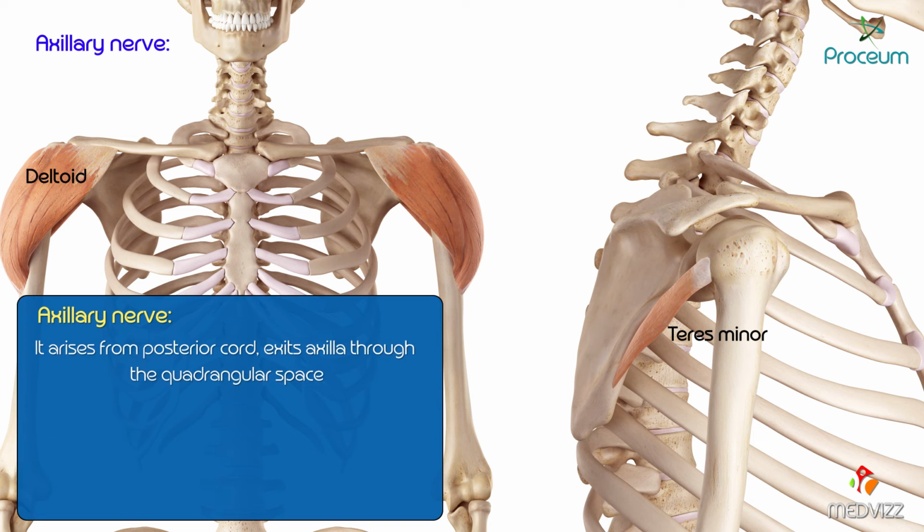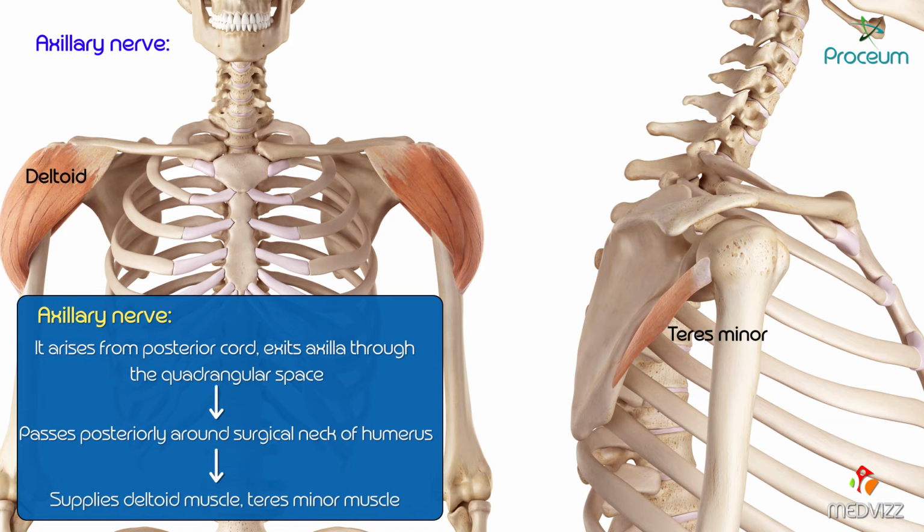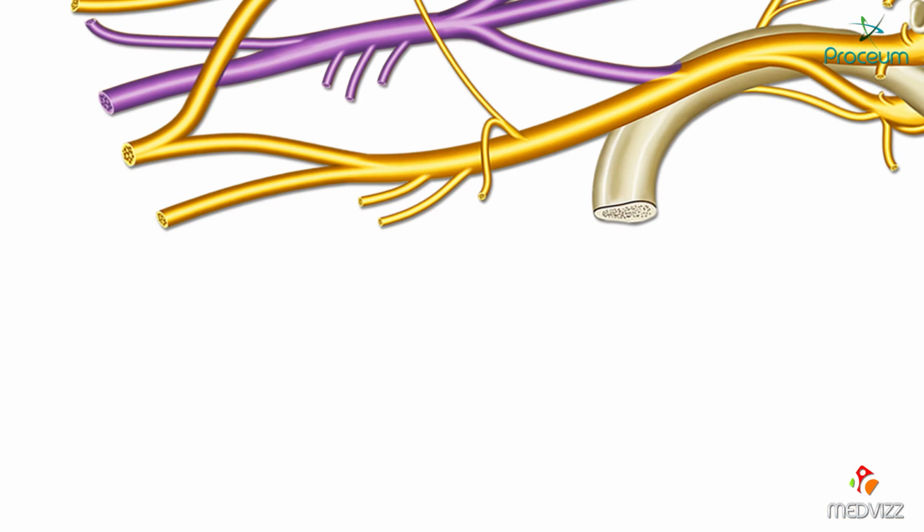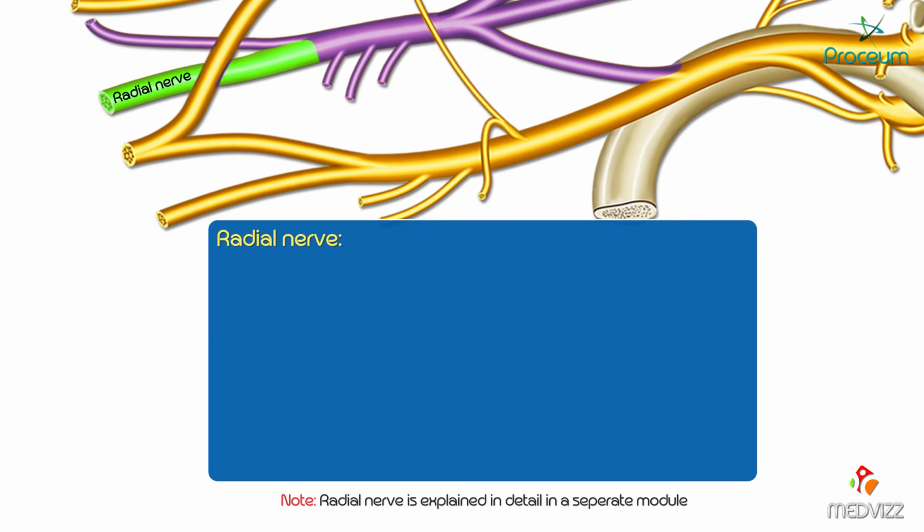Axillary nerve arises from the posterior cord and it exits the axilla through the quadrangular space and passes posteriorly around the surgical neck of the humerus, where it gives innervation to the deltoid as well as the teres minor muscle. And the next one is the radial nerve.